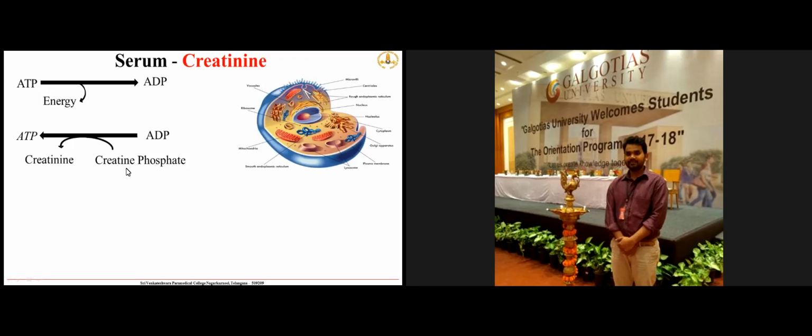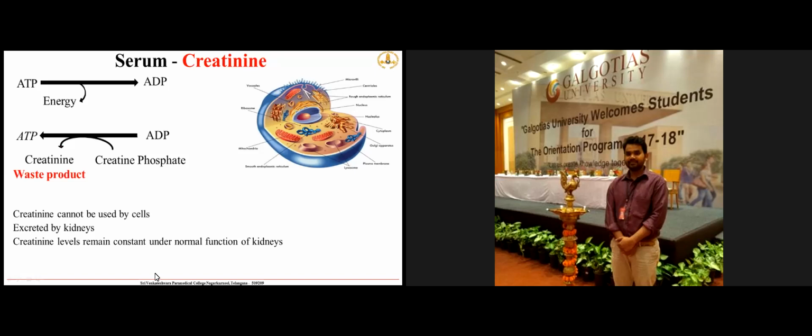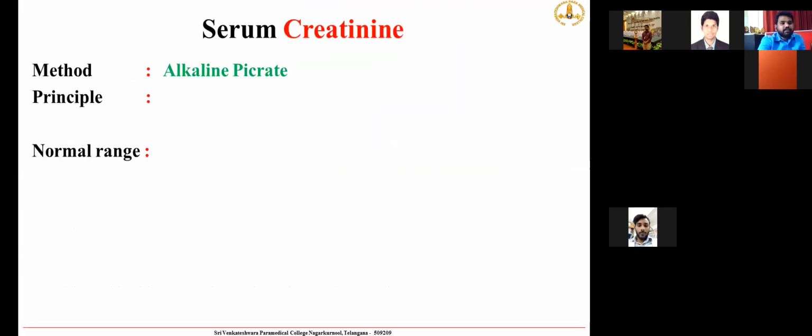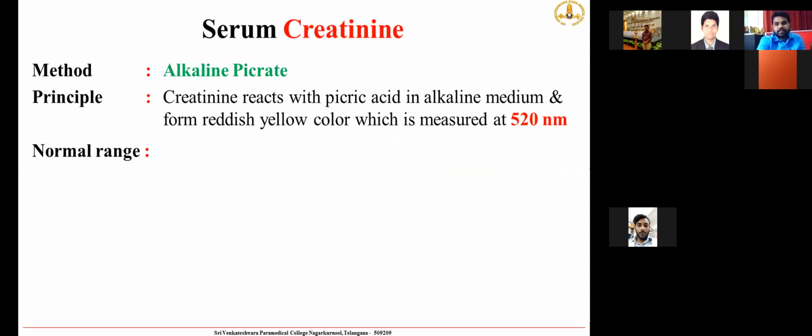If your kidneys are functioning normally, then the creatinine levels will remain constant. Creatinine in the blood is measured to evaluate the function of kidneys, and creatinine in the urine is measured as a screening test. In the blood, we will do this test in the blood, so it is to evaluate the function of kidneys. If you are measuring the urine creatinine levels, then that is called a screening test.